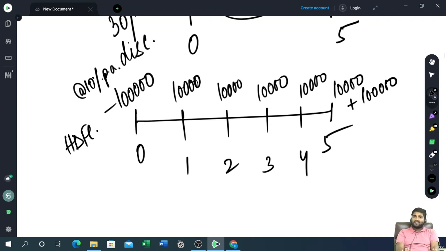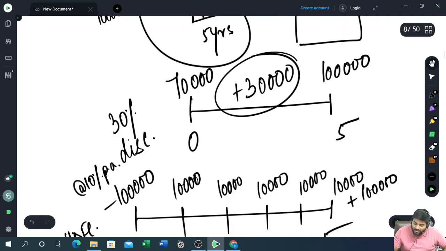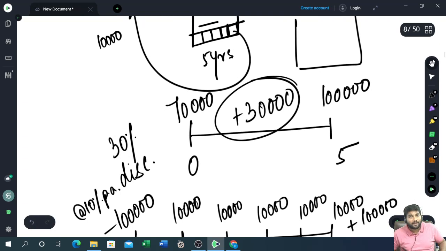You have any questions in this? Okay. The bond in which there is regular interest payment is known as a coupon paying bond. And what is a zero coupon bond? In which you don't get regular interest payment. These bonds are issued at a discounted price.